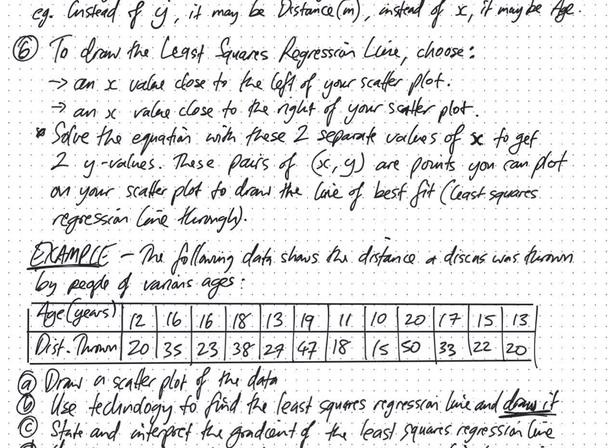So remember in the previous topic, you can only draw a line with 2 points. So you need to substitute an x value that's close to the left side of your scatter plot into the equation. You need to substitute an x value that's close to the right side of your scatter plot and solve the equation with these 2 different values of x to get 2 different y values. And these pairs of x and y are points that you can plot on your scatter plot to draw the line of best fit, which in this case is the least squares regression line because you're not just trying to fit it by random, you're actually using algebra to draw it.